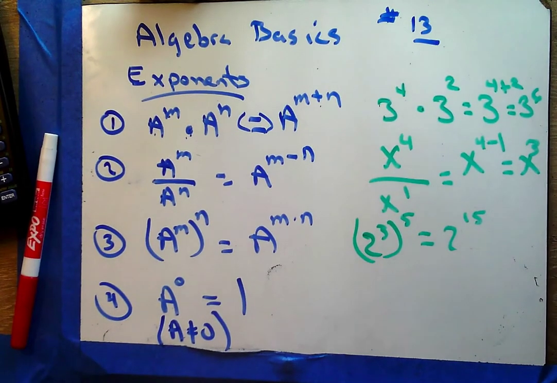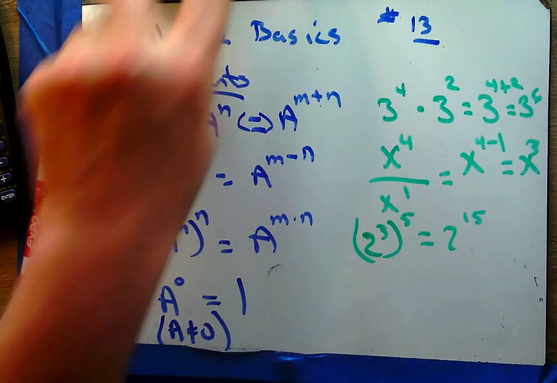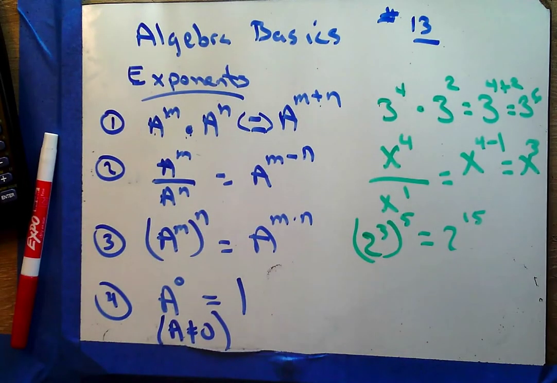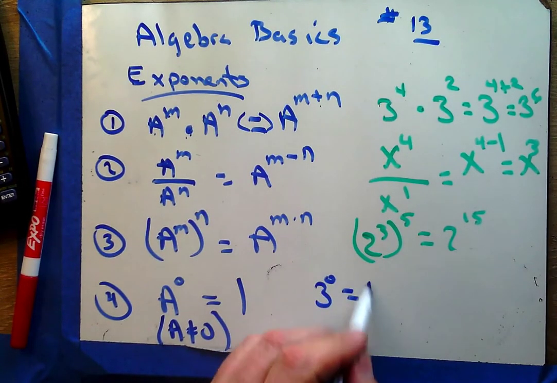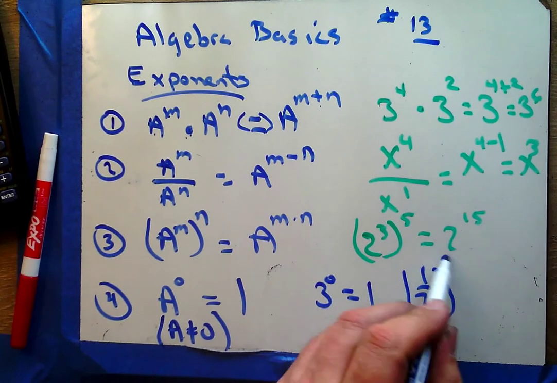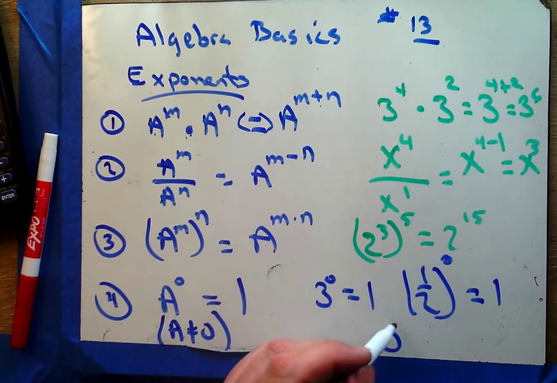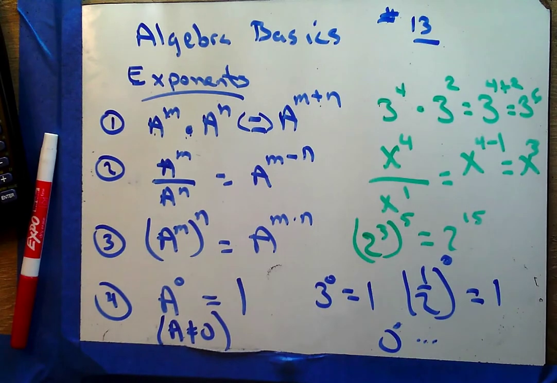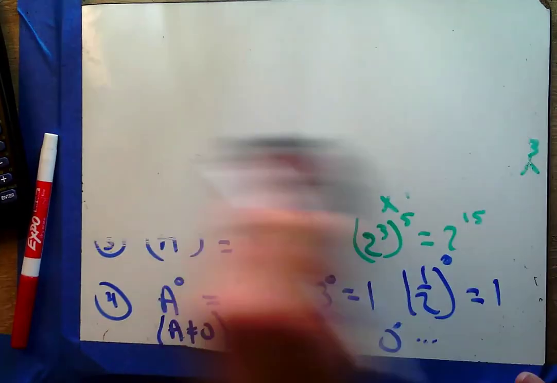An additional little statement. So a to the 0 equals 1. Anything to the 0 power is 1, is what we used to say. 3 to the 0 is 1. 1/2 to the 0 is 1. 0 to the 0, take calculus and you'll find out. Okay, that's the first 4. Now, what about number 5?